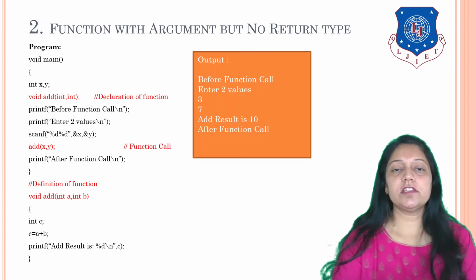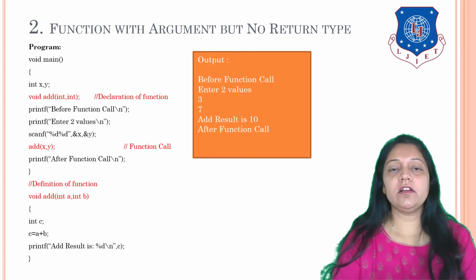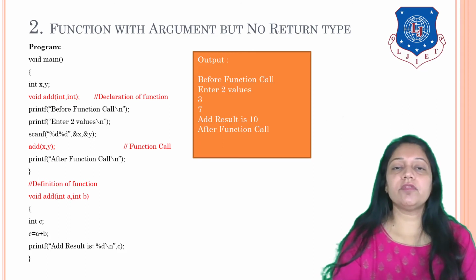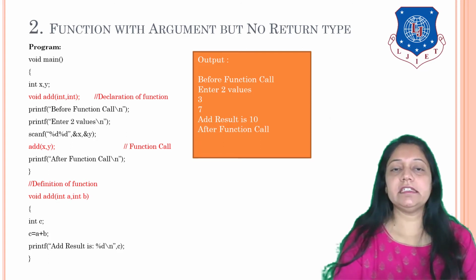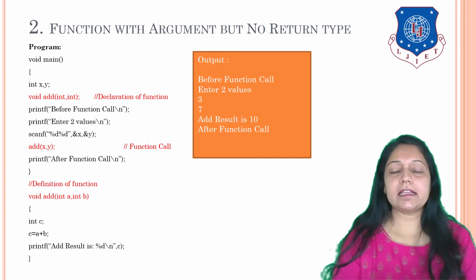So when you execute this program, the output would be "before function call", then "enter two values". Now for this, enter two values 3 and 7. These are part of the calling function and not the definition of the function. These two lines I have written in the calling function, that is main. Then 3 and 7 are stored in x and y.